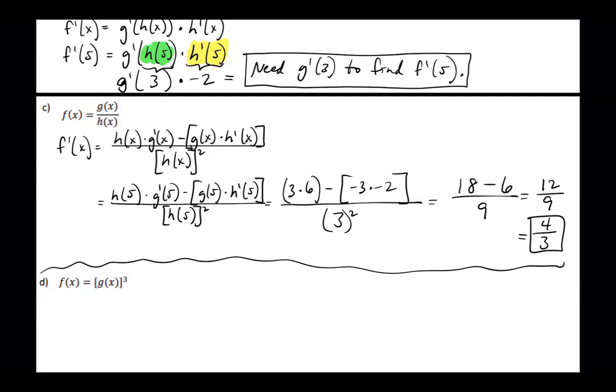Okay, so for letter C, I got 4/3. Take a look at my work. If you got the right answer, great. Go on to D if you're not already there. But if you didn't, I'll leave the work there.